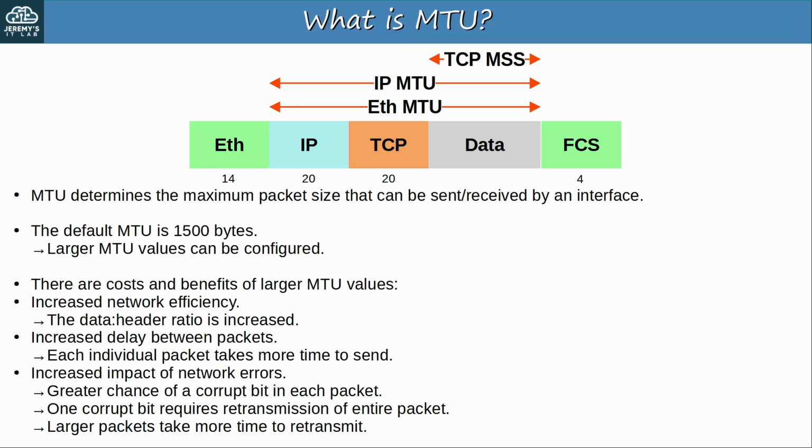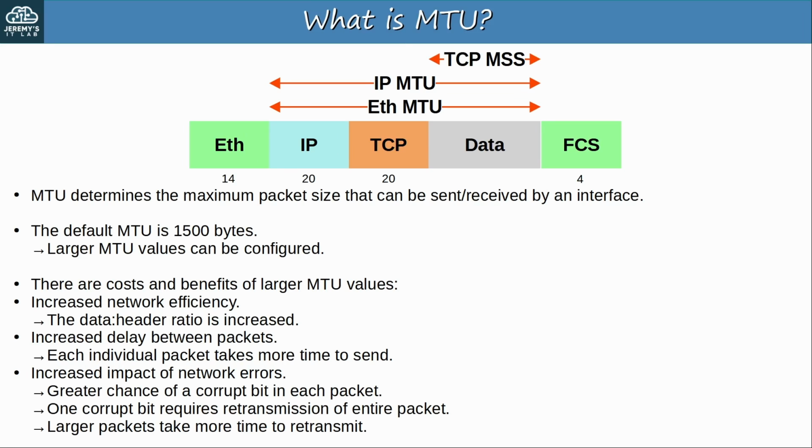A larger MTU means each individual packet can be larger, increasing efficiency, but that can also increase delay and increase the impact of network errors. A smaller MTU value means each packet is smaller, which is less efficient, but the delay between packets is shorter, and packets are less vulnerable to network errors. Generally, you won't change the default MTU of 1500, but there are cases where you should change it. I'll cover one example in this video.